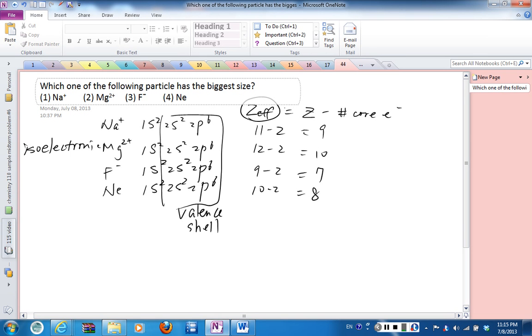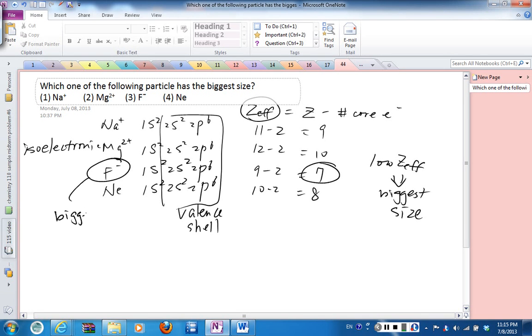So whoever have the weakest attraction, which means the lowest effective nuclear charge, would have the biggest size, because the nucleus couldn't control the valence electrons as good as the others, and they have a chance to go further to make your atoms bigger. Using this rationale, now the answer is obvious. 7 is the lowest effective nuclear charge, and fluoride ion is the biggest particle in the group.